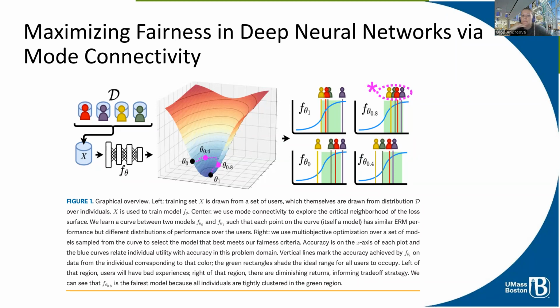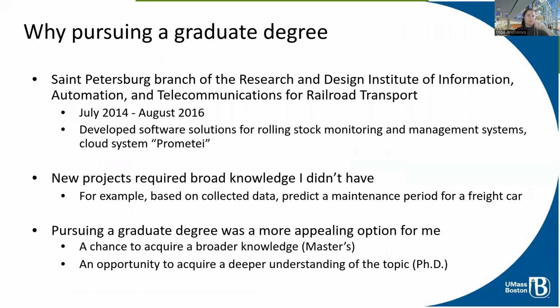At that time, a recent work on mode connectivity had been published. What mode connectivity is, is that researchers discovered that local minima in the loss space are connected through paths of similar performance, right? So what we did in this work was connect those local minima and then try to see if on this path there is any model which performs more evenly on the people in our data set. So that was an interesting work.